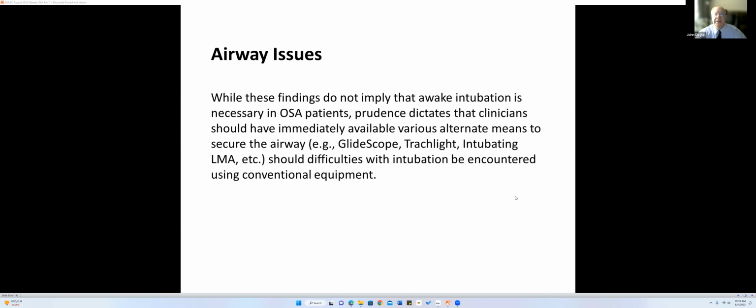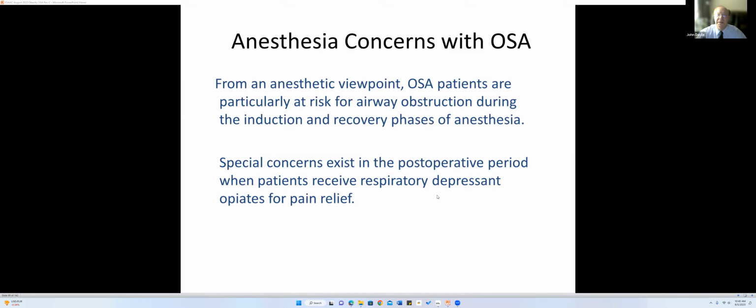These findings do not imply that awake intubation is necessary, but prudence dictates that clinicians should have immediately available various alternative means to secure the airway, GlideScope, intubating LMA, this kind of thing, or whatever is available on your difficult airway cart. And having an extra person available can be very helpful. So there are anesthesia concerns as well.